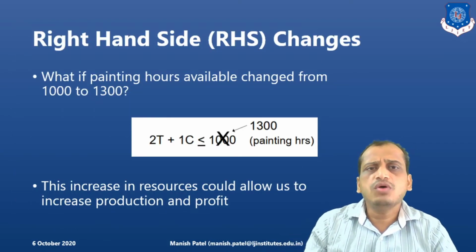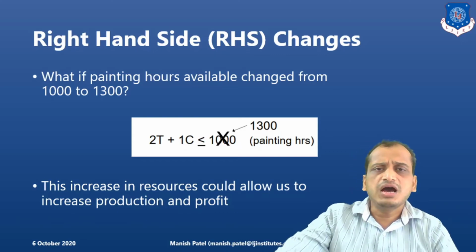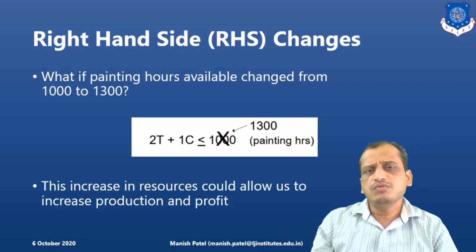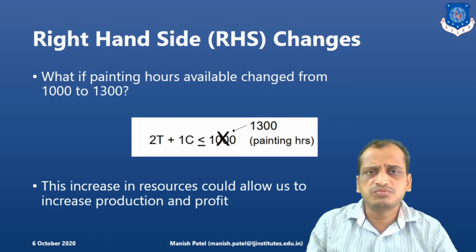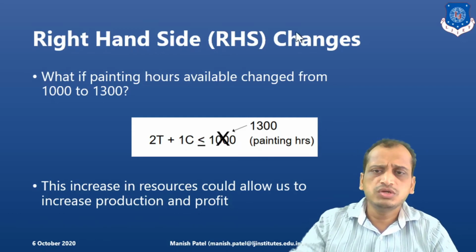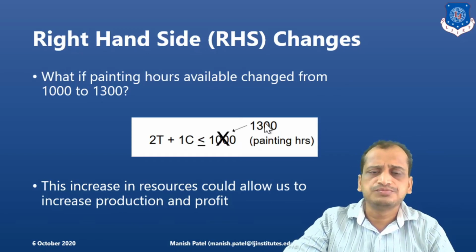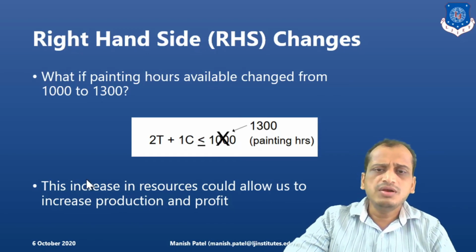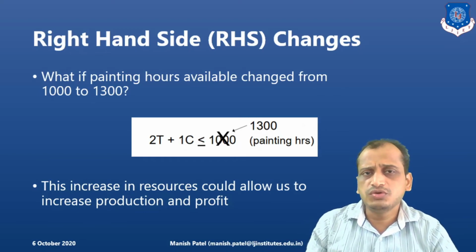Now let's look into a different case, which is right hand side changes. Right hand side changes are nothing but the resource constraints or limitations for a company. Right here the painting hours were 1,000. Now let's see if we try to increase the hours of painting from 1,000 to 1,300. So instead of 1,000 we have given 1,300 as the new RHS, right? As the resource has increased, the production is going to increase.